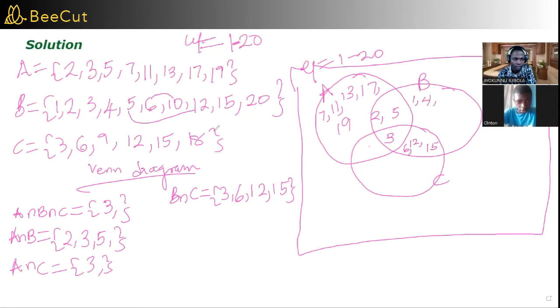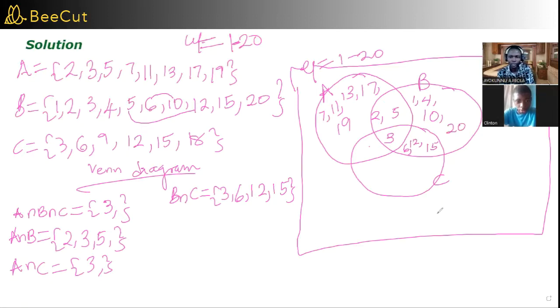Yes. What next? 5 is already here. 5 is there. So I need 6, which is here. What about 10? 10. What's the next one? 12, 15, 20. I've seen 12 and 15, so now 20 remains.